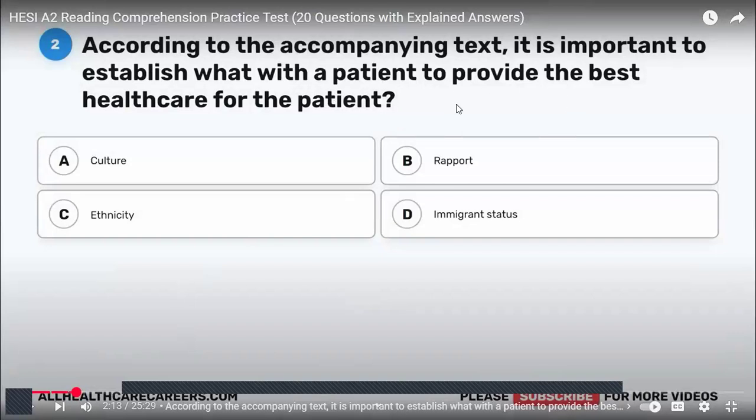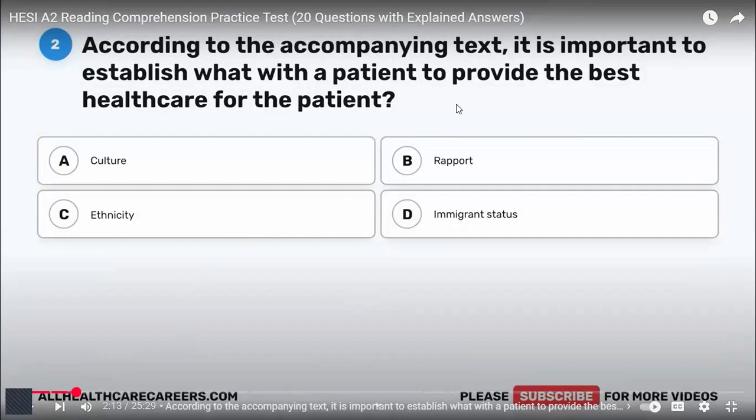So remember, I said it's always questions about how do you achieve that goal. So, according to the accompanying text, it is important to establish what with the patient in order to provide the best health care to the patient. So they're asking you how are you supposed to do that, right? And they told you in the paragraph you're going to develop rapport. They warned you if you do not develop rapport, the patient-provider relationship will suffer and you will not be able to provide the best health care. Okay. So that answers the question of how, right? And let's go ahead and verify that.